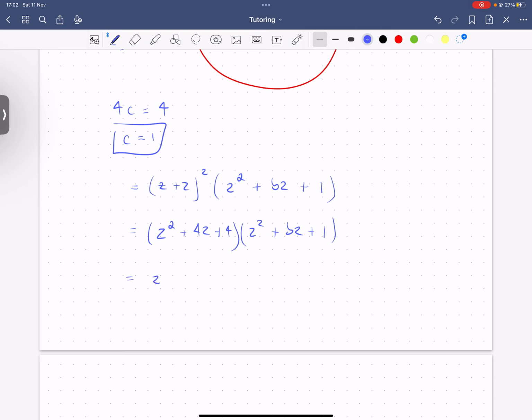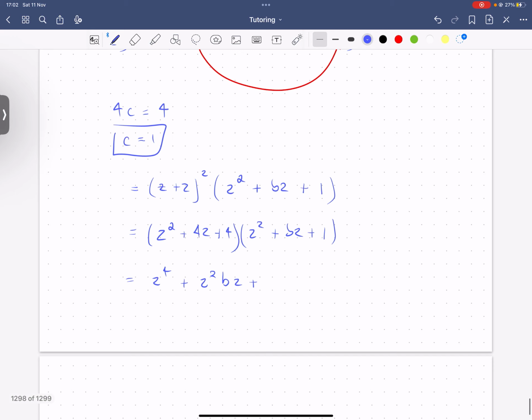So z to the power of 4 plus z squared bz plus, oh, that's what I've done wrong. Z squared bz is a cubic plus z squared plus 4z cubed plus 4bz squared plus 4z plus 4z squared plus 4bz plus 4.